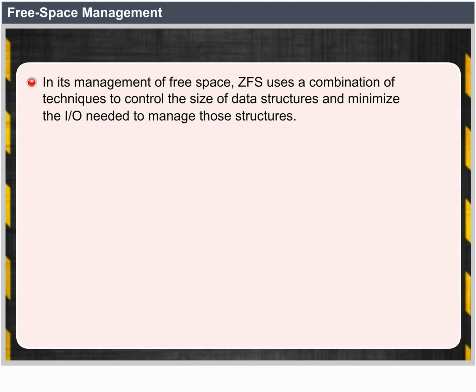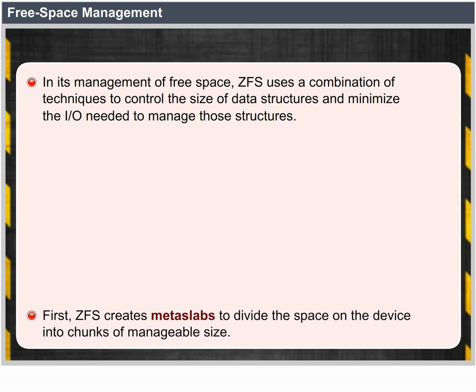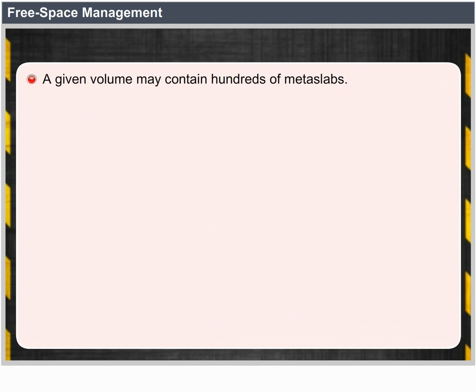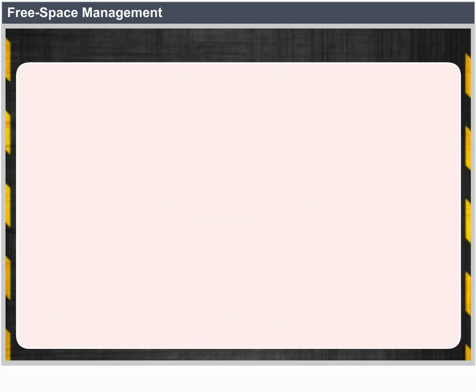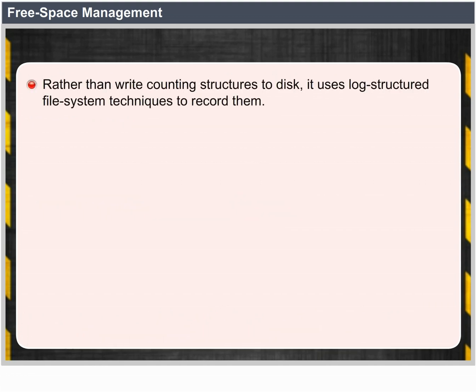First, ZFS creates metaslabs to divide the space on the device into chunks of manageable size. A given volume may contain hundreds of metaslabs. Each metaslab has an associated space map. ZFS uses the counting algorithm to store information about free blocks. Rather than write counting structures to disk, it uses log-structured file system techniques to record them. The space map is a log of all block activity, allocating and freeing, in time order, in counting format.